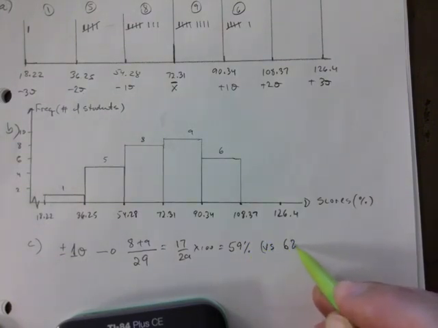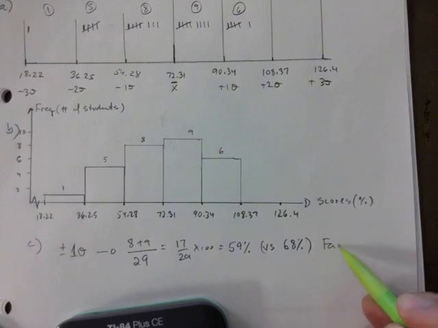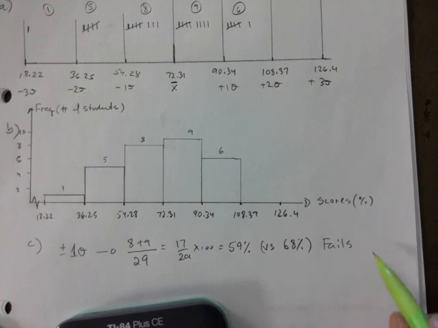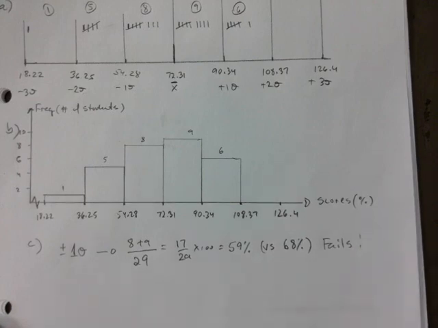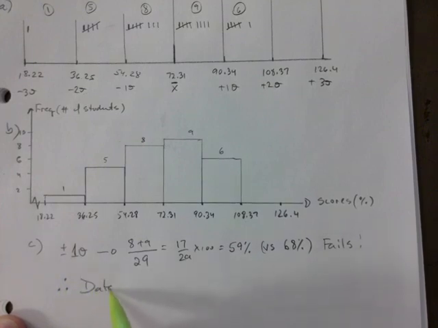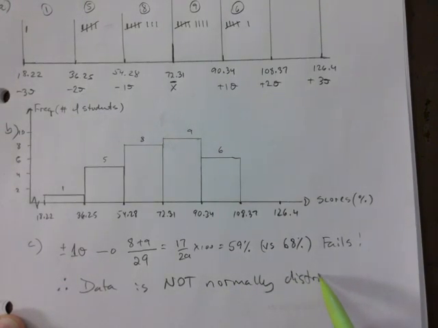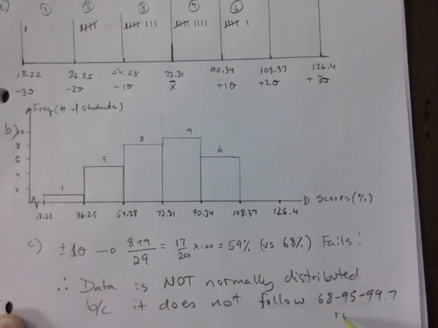versus 68%. So fails. You're off by more than 5%. Okay, so we're done there. Stop. You don't have to keep doing 2 standard deviations, 3 standard deviations, because you already know that it's not going to work. Okay, therefore, data is not normally distributed because it does not follow the 68, 95, 99.7 rule, the empirical rule. Okay.